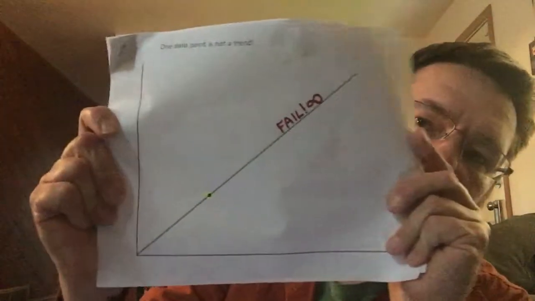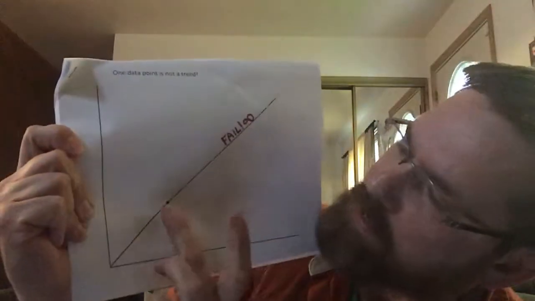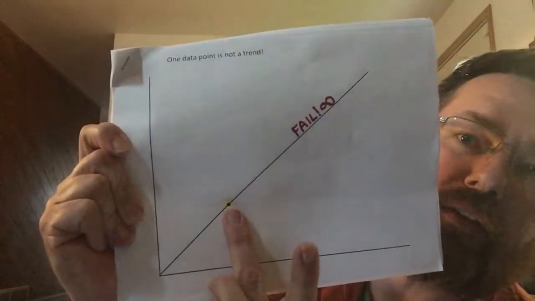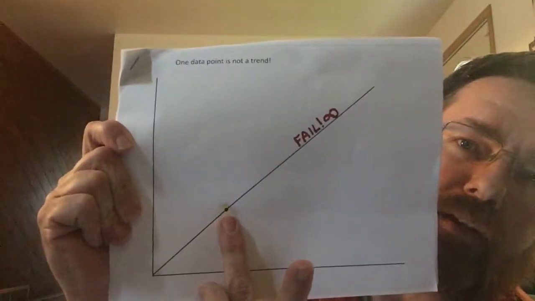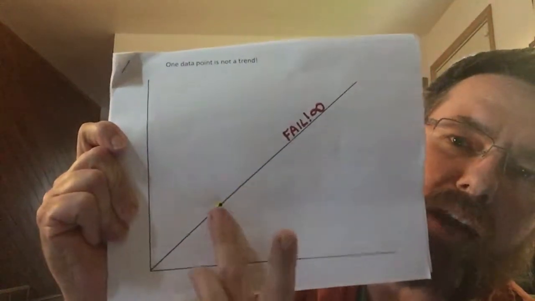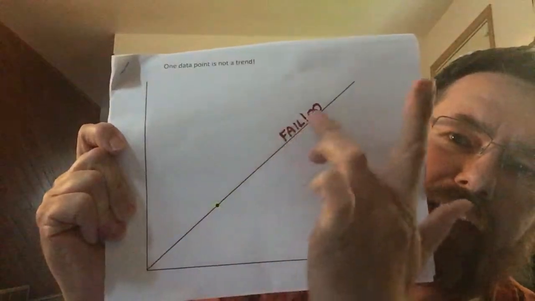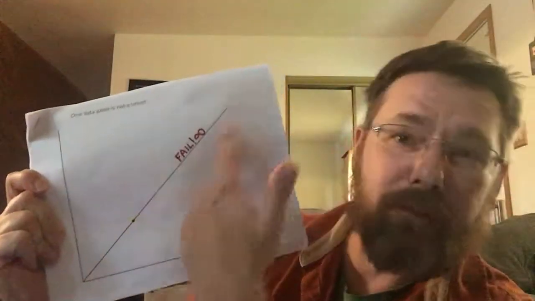But one data point is not a trend. I tried to highlight the data points here. It's a little dark in my house. I should probably turn some lights on. You collect one data point and then decide that this is your trend. How's that possible? That's a fail times infinity.